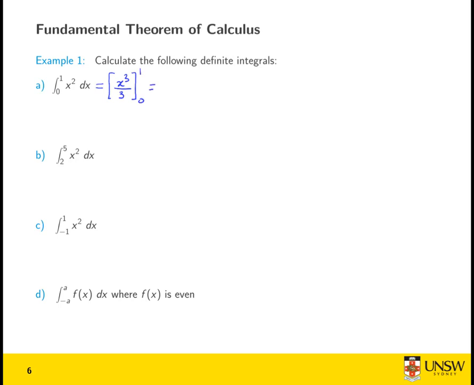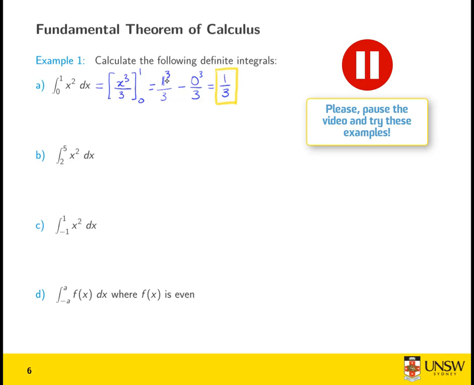Then the method says take the number at the top and sub it into the function. So we get 1 cubed on 3. We now do the same thing with the number at the bottom. We sub in and we subtract. So minus what we get when we sub in the number at the bottom. And we get 1/3. If you remember, this is exactly what we got when we used the Riemann sum. Isn't this so much easier? If you're fine with this first example, maybe you want to pause the video and do the others by yourself.